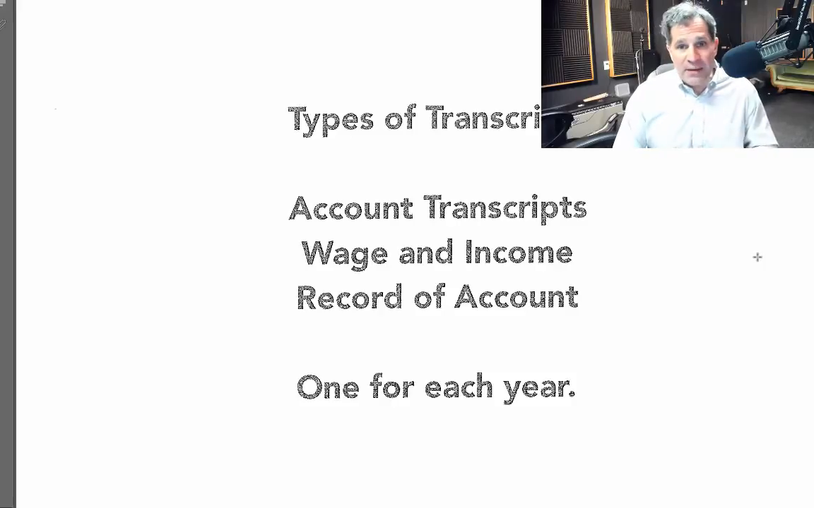We're going to go over the types of transcripts. The transcripts are how to find out what the IRS is doing to you, what they're saying about you. That's sort of the key to everything. We're going to talk about account transcripts, and those are really the big ones. They really tell you a ton of information. We're also going to go over wage and income transcripts, what they mean, and then a record of account and when you would want to do that.